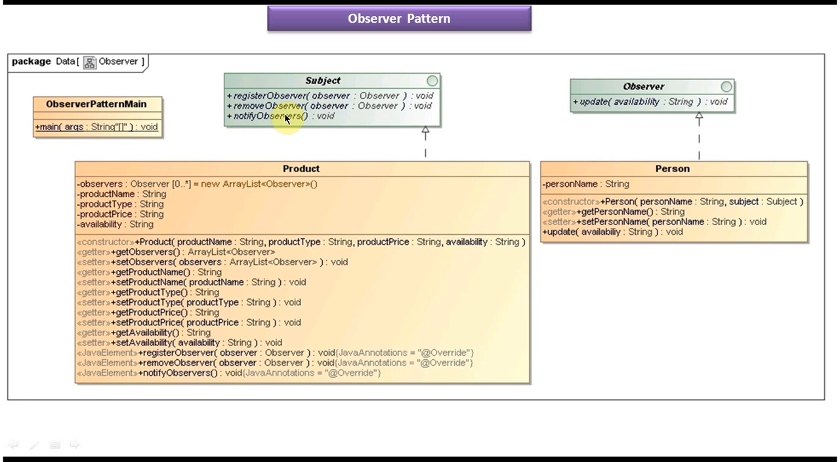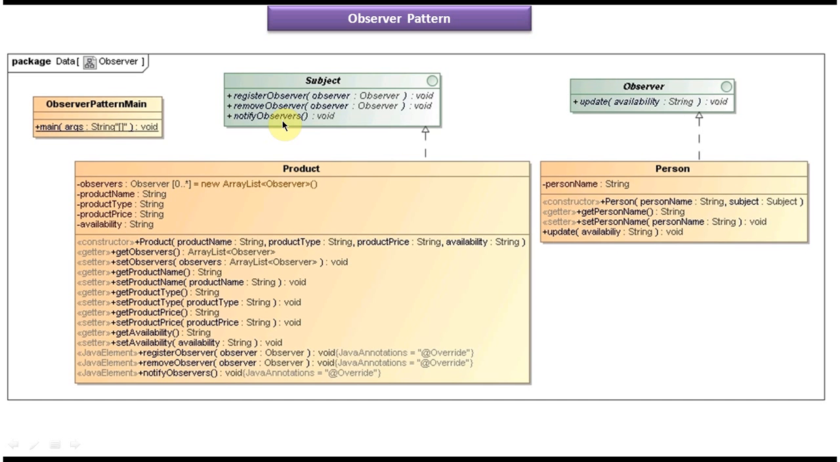And next method is remove observer. Suppose observer doesn't want to get any notification from the subject, then the observer has to call this remove observer method. Okay, and third method is notify observers. So what this method will do is whenever some state change happens in the subject, this notify observers method will send notification to all the registered observers in the subject.